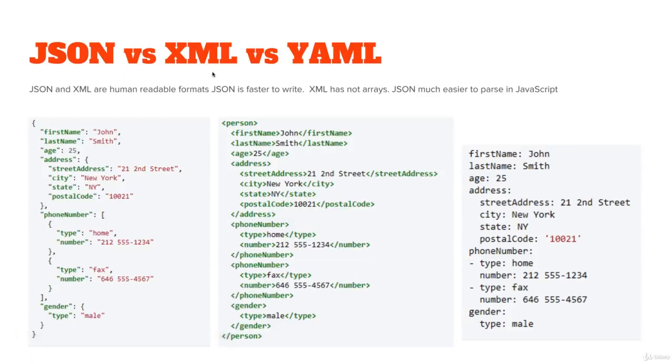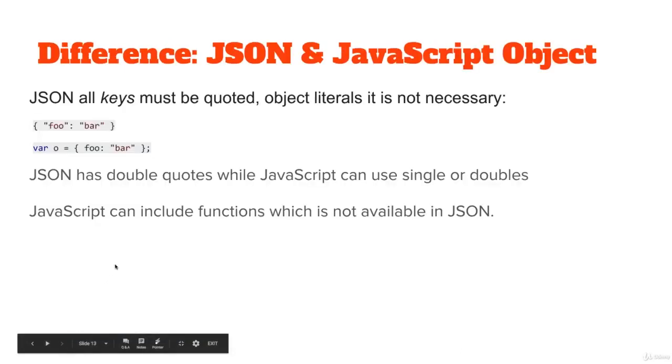So JSON versus XML versus YAML. So there are some differences. JSON's the one here on the left-hand side. So this is one of the easiest ones to read, write, and use within JavaScript. There are some differences, of course, between JSON and JavaScript. So within JavaScript, we don't need to have the quotes around it. Within JSON, we need to have double quotes. So JavaScript can be single or double quotes. Also, we can't run any functions within JSON either.